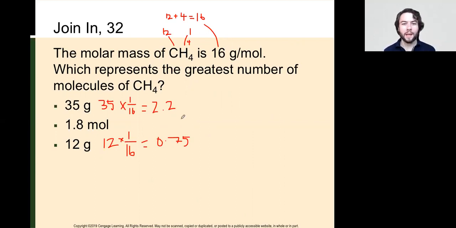Now, why did I say you don't actually need to calculate the number of molecules? Well, it's because in order to go from moles to molecules, you multiply by Avogadro's number.